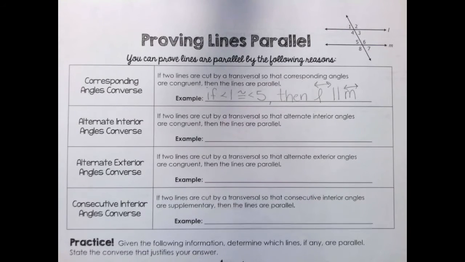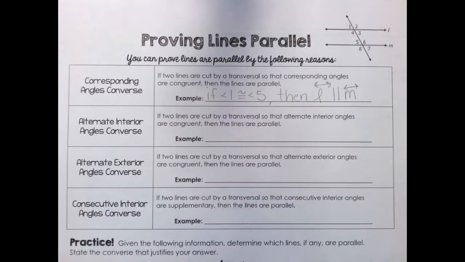Alternate interior angles converse is going to tell us if 2 lines are cut by a transversal so that alternate interior angles are congruent, then the lines are going to be parallel. So when we look at our picture, alternate means opposite sides of my transversal, and then interior means inside those 2 lines, and then it needs to be non-adjacent.